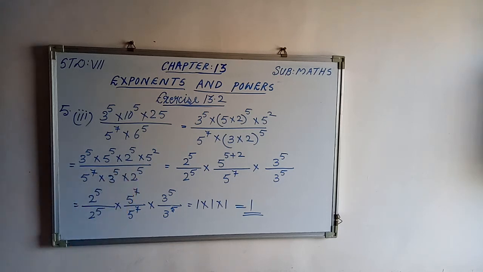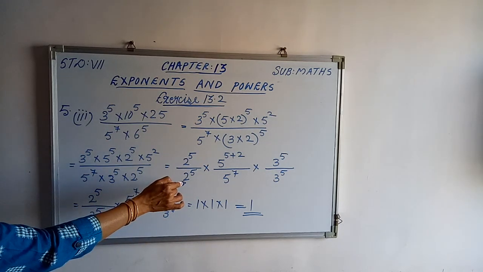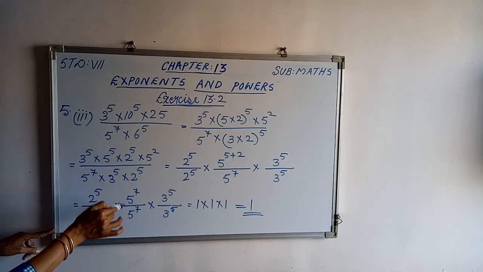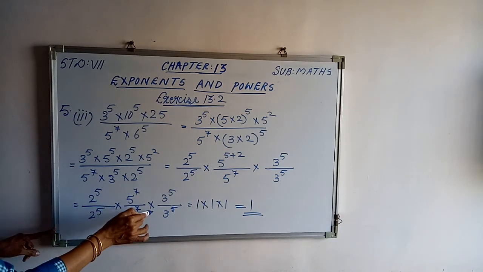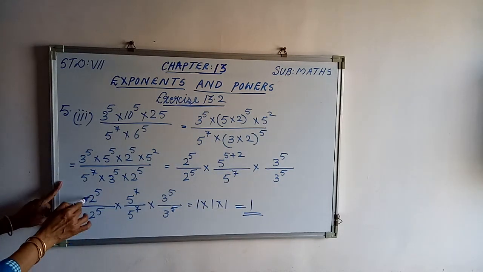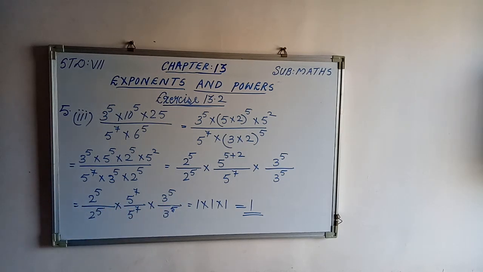Now separating, we get 2 raised to the power 5 upon 2 raised to the power 5. Then here you add and then you will get 5 raised to the power 7 upon 5 raised to the power 7, multiplied by 3 raised to 5 upon 3 raised to 5. Here when you divide this you will get 1. So 1 multiplied by 1 multiplied by 1. The final answer is 1.